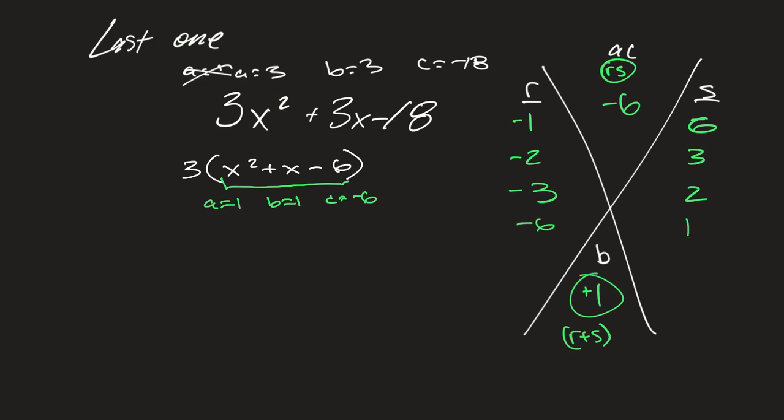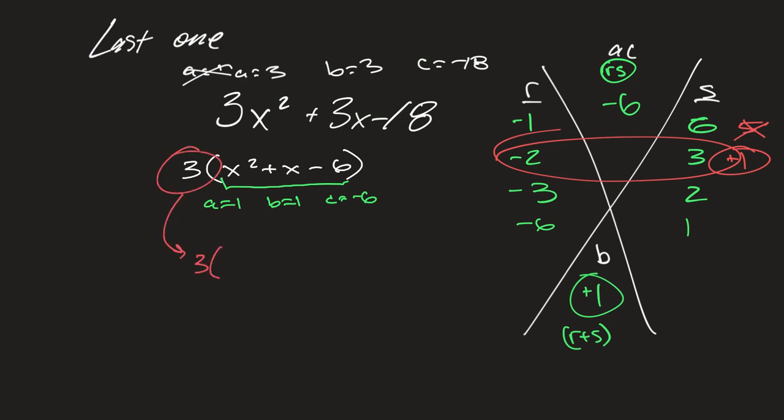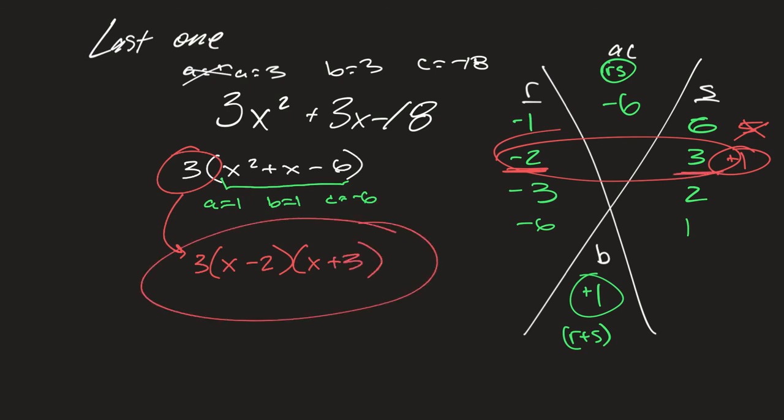Well, all of these are factors, so I'm not going to bother multiplying them, but negative 1 plus 6 is 5. That's not what we're looking for. Negative 2 plus 3 is 1. That's what we're looking for. We're done. These are my two factors. So when I rewrite this, I have to remember that I factored out a 3 to begin with, so I need to rewrite it. And my two factors are x minus 2 for my negative 2 here, times x plus 3 for my positive 3 here. Final answer.